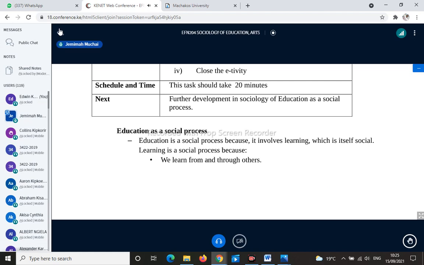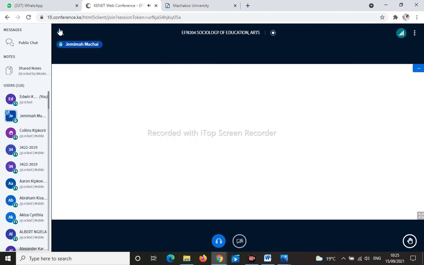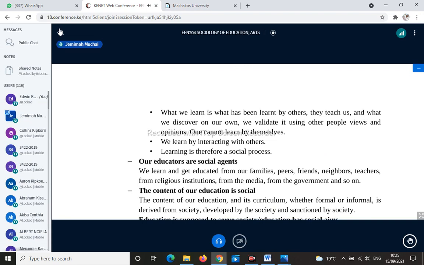Education is a social process because of learning. We learn from and through others. That means you cannot learn on your own. We learn what has been learned by others.